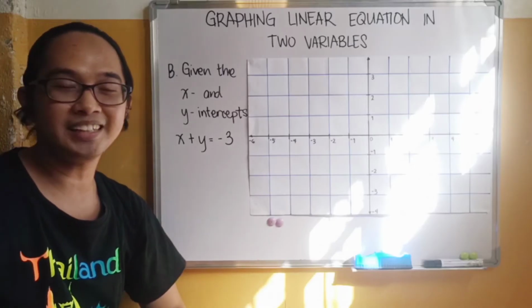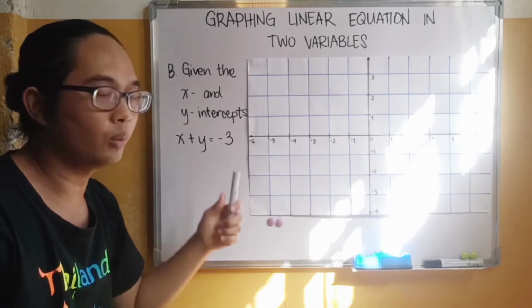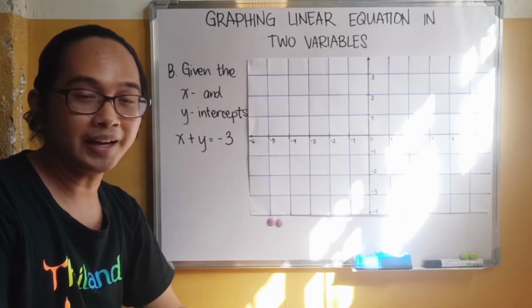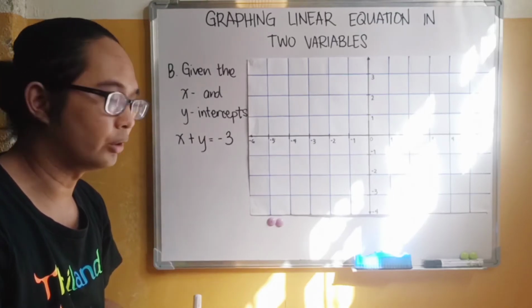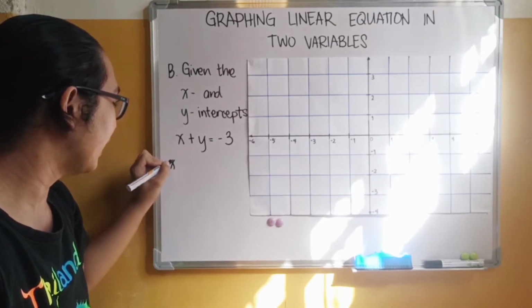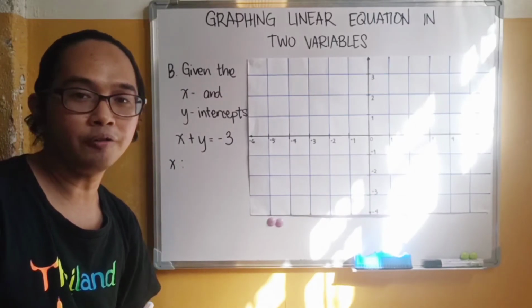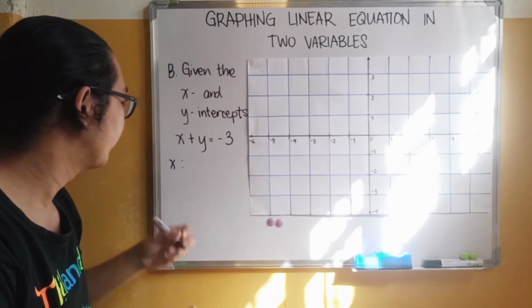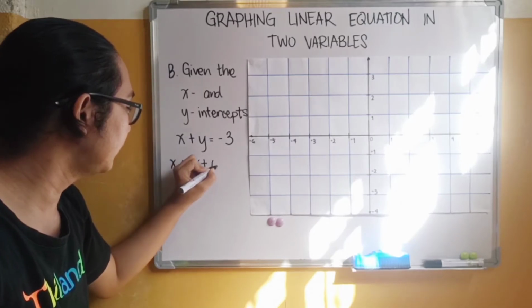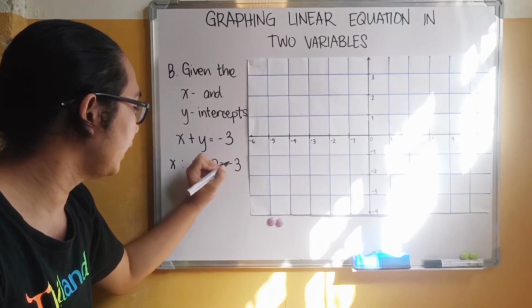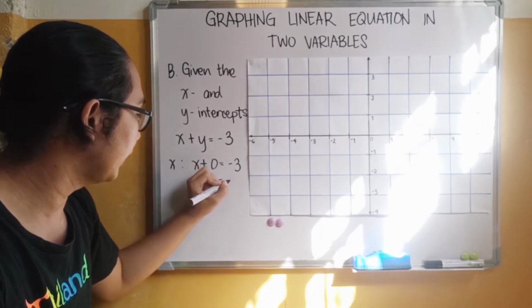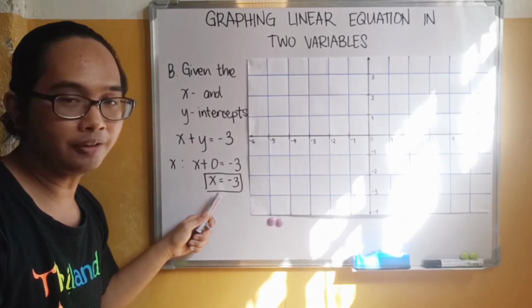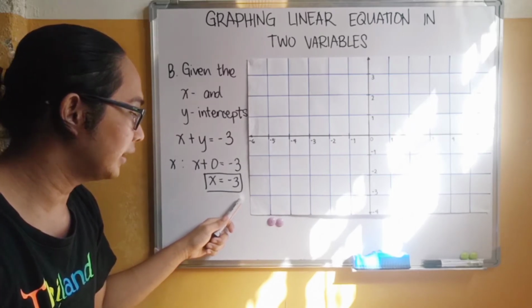Malinaw? Our next given, let's have x plus y equals negative 3. Let's find out what is the x-intercept of this equation. Para malaman ang ating x-intercept, the value of y must be 0. x plus 0 is negative 3, so x equals negative 3. If y is 0, then the value of x must be negative 3.